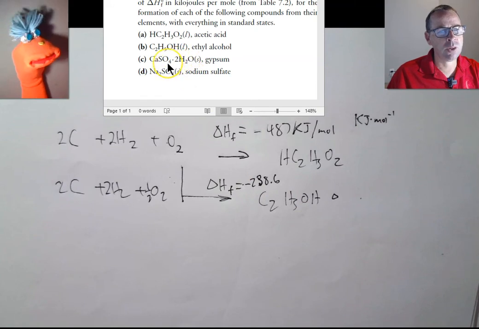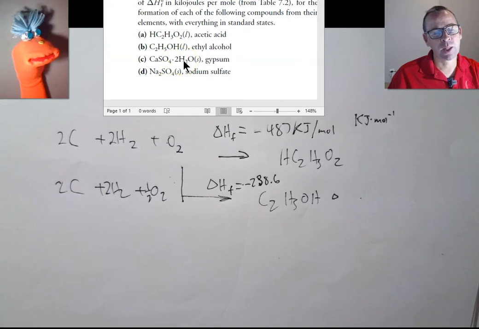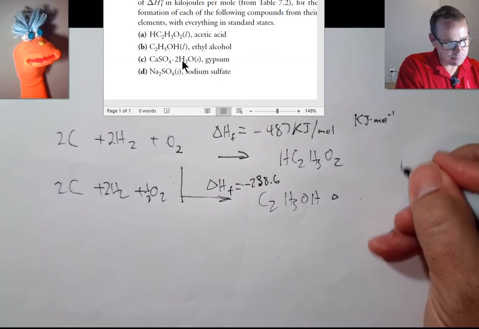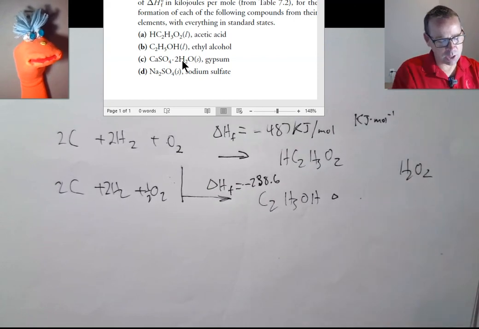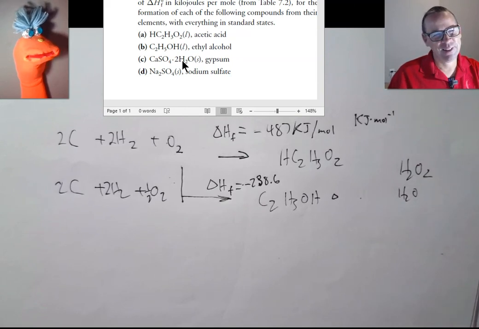The next one, we need calcium, sulfur, oxygen. Do we do the H2O too? Yeah, we do. Also the H2O. Oh, sorry, not H2O2. That's hydrogen peroxide. H2O2 is hydrogen peroxide. H2O also means water as well.